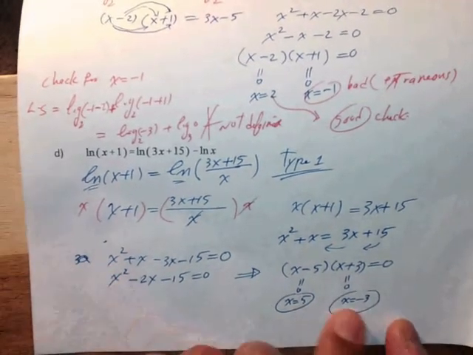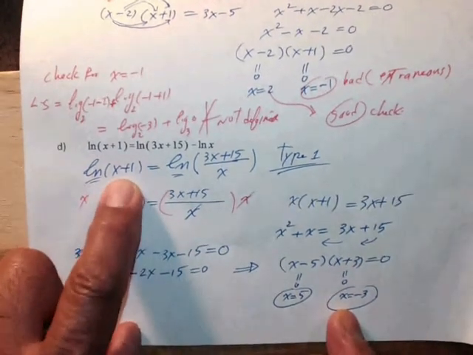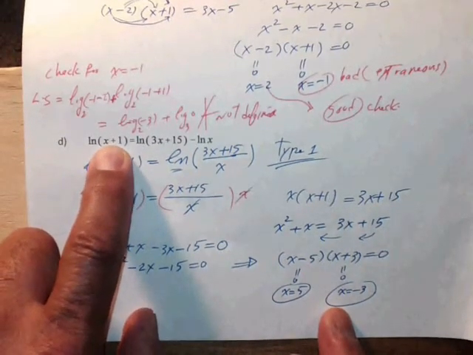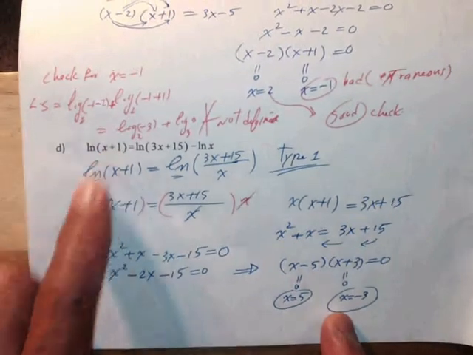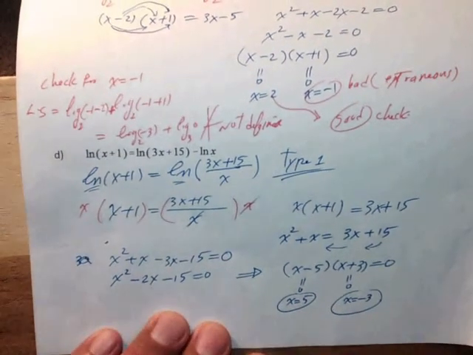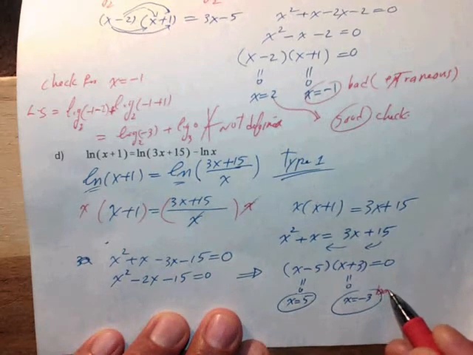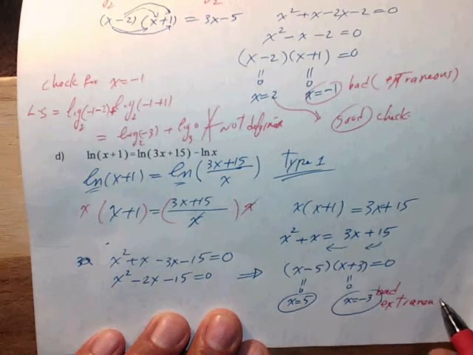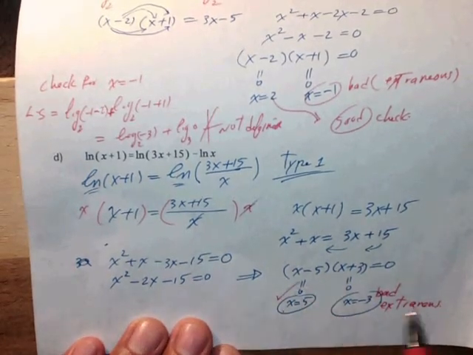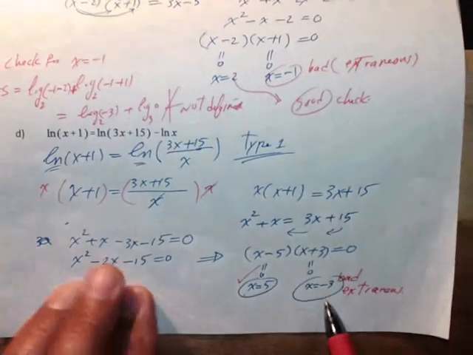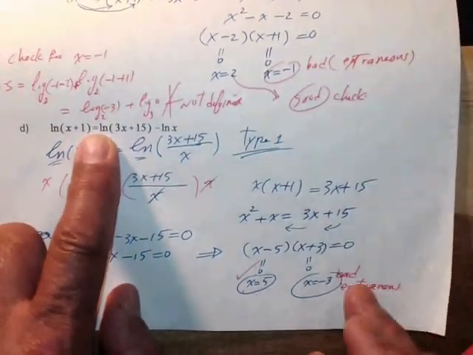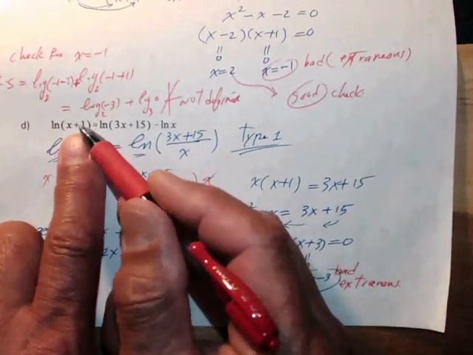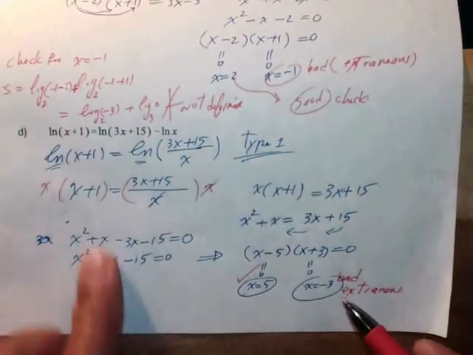If I put negative 3 in this equation, I get log of negative 3 plus 1, I get log of negative 2, and that's not good. You don't want to get log of a negative number. So this is bad, extraneous. But this one is okay. So check both of them. First put x equal to minus 3 in this equation. Minus 3 plus 1 gets minus 2. Log of minus 2 is not defined, so that's why it goes out.